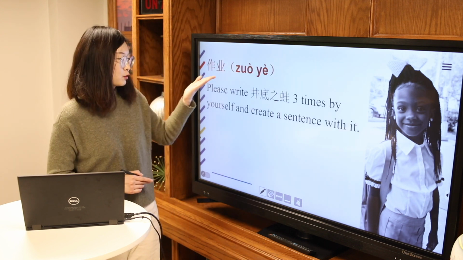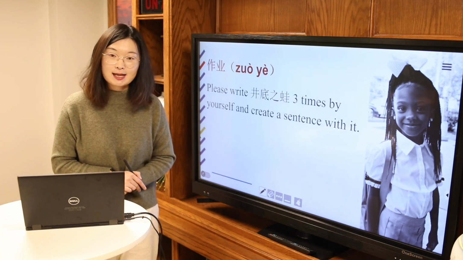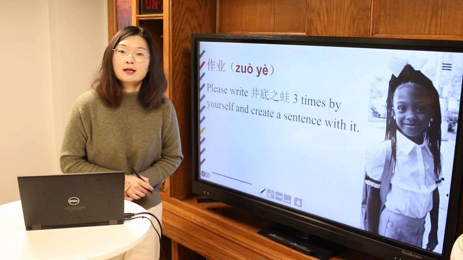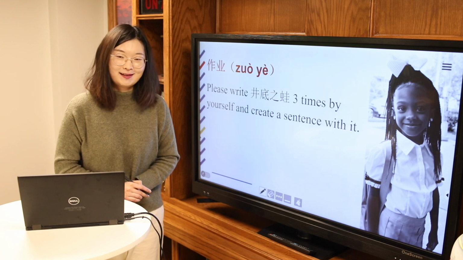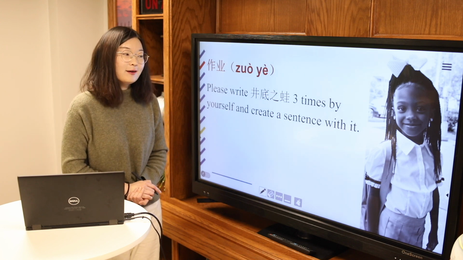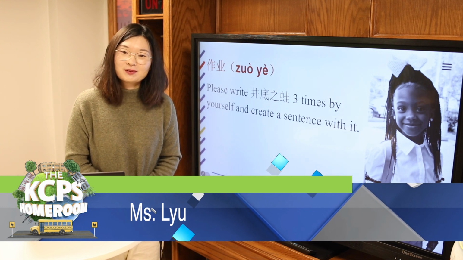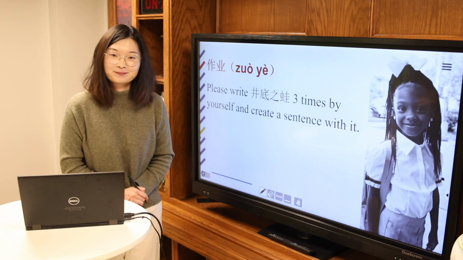As usual, 有作业, homework. I would like you to practice writing 井底之蛙 3 times on your notebook by yourself, and also try to create a sentence by using the idiom 井底之蛙. See if you can use it. Okay, and that is the story of 井底之蛙 for today. And I am Miss Lu. It has been my pleasure to have you in my class today, and I'll see you next time.